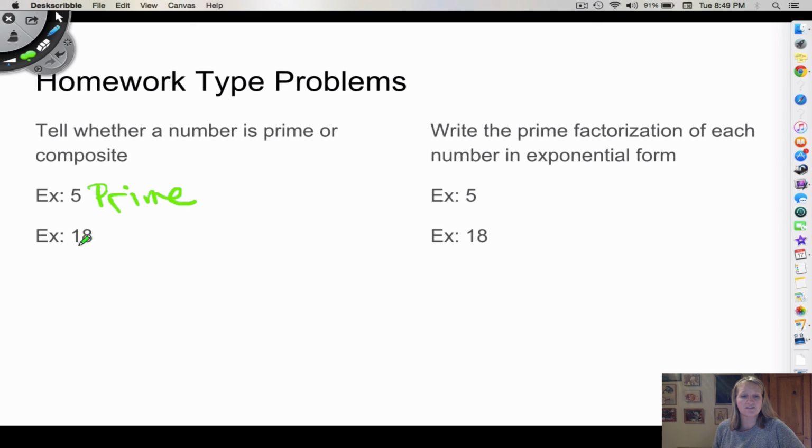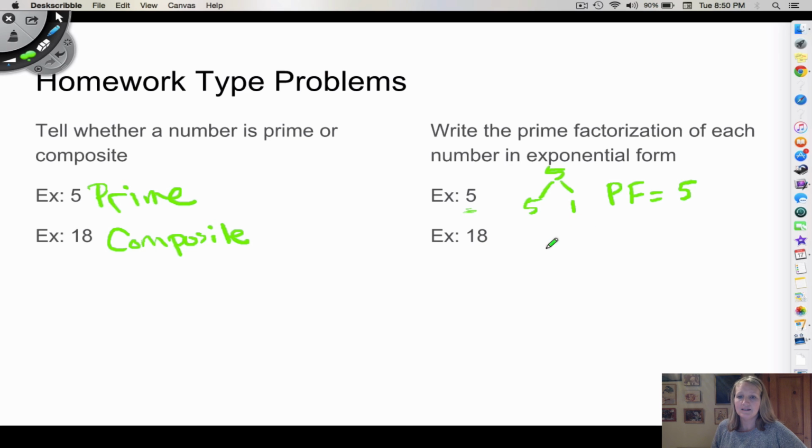18 is divisible by 2. 2 times 9 would be 18. So the fact that you can think of anything other than 1 and itself means that it is a composite number. And then write the prime factorization of each number in exponential form. So here, if you go to factor this, make a factor tree, you would just get 5 and 1. So that means that your prime factorization of this is just 5. You're kind of implying the 1.